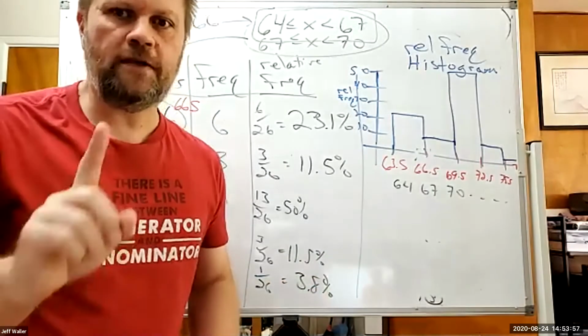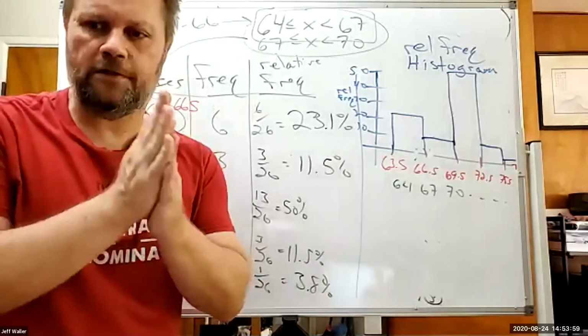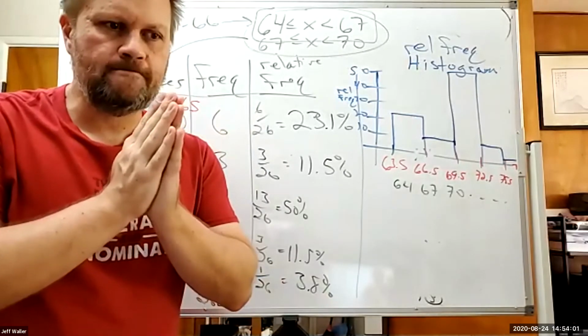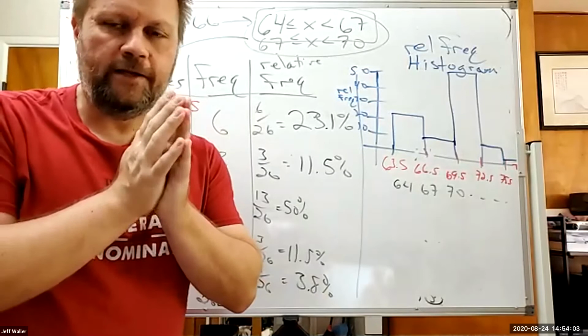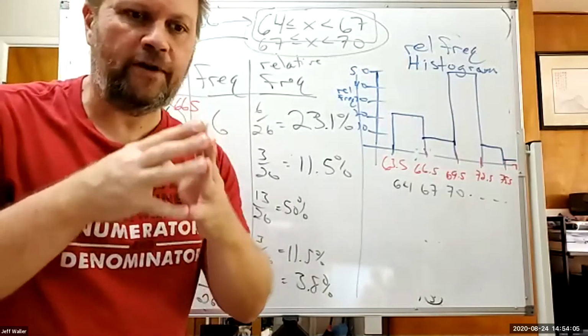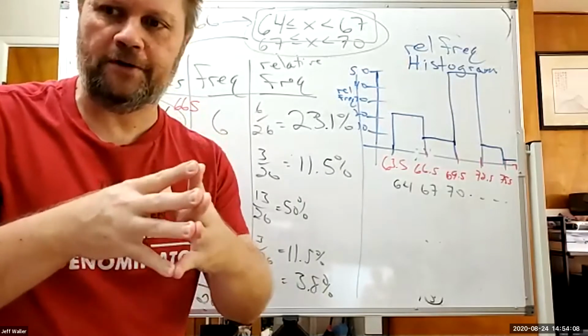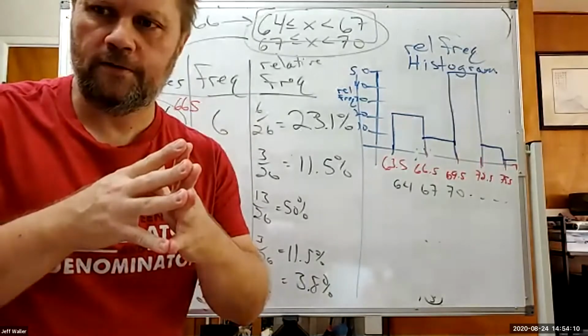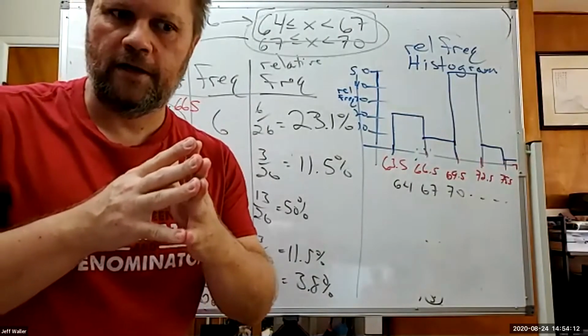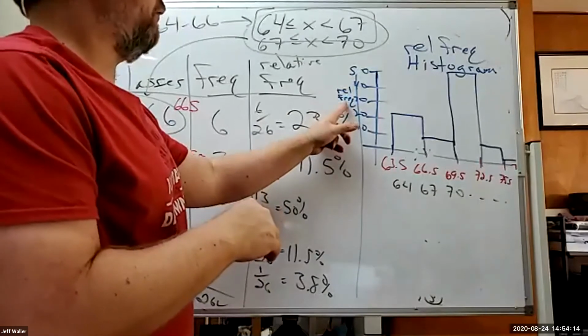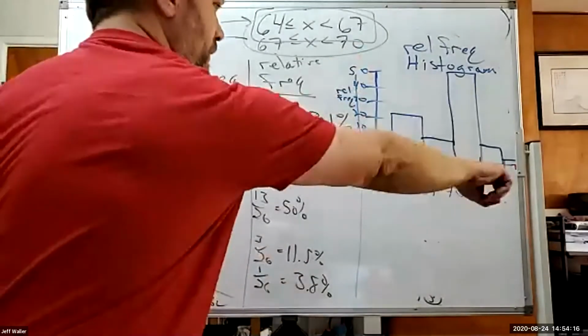There's one thing missing on this histogram, just one thing. In a sense, it's the most important thing. I haven't written it down yet. What do you think is the most important thing to put on this? A label. I labeled this one. This is relative frequency. But what is this?